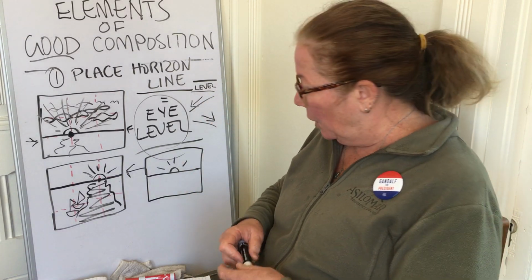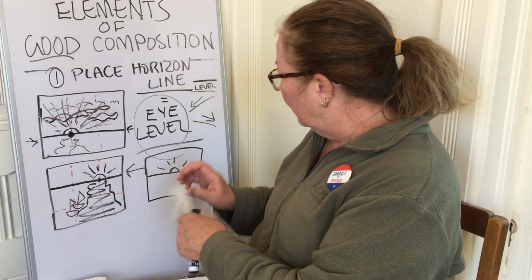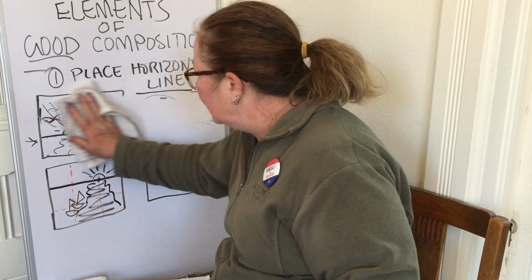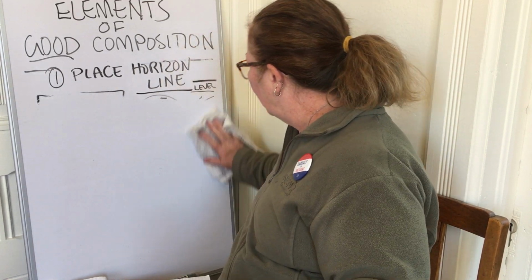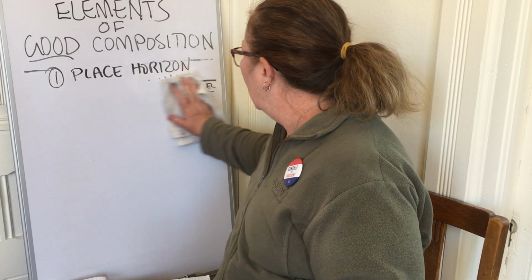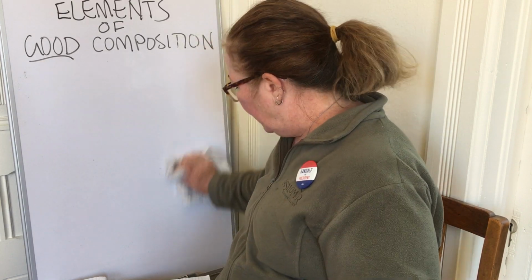Okay, so that's a big no-no. So the first thing you do is you're going to place your horizon line. And an asymmetrical balance, I would like to maybe give you another example of that, of an asymmetrical balance.